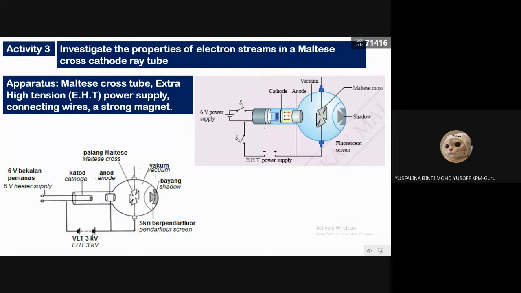Investigate the properties of electron streams in a Maltese cross cathode ray tube. So this is the apparatus, the Maltese cross tube. This one comes from the cathode ray, but we add a Maltese cross tube here. The apparatus is the same as the cathode ray just now, we just add the Maltese cross here.